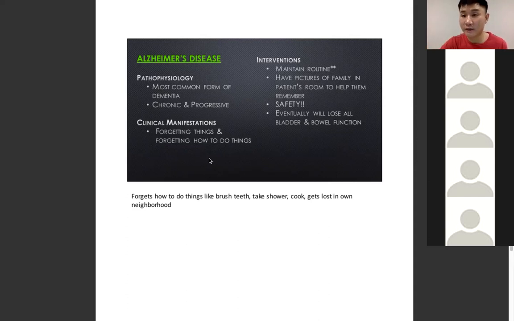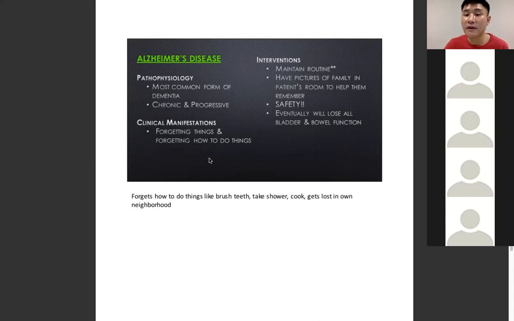When they are taken out of the routine, they'll panic and they don't know what to do. So it has to be a routine. This time go to eat, this time go to bed, this time go to the restroom, this time go out with friends. They have to have a routine. And then we have pictures of the family in the patient's room to help them remember, and then safety.